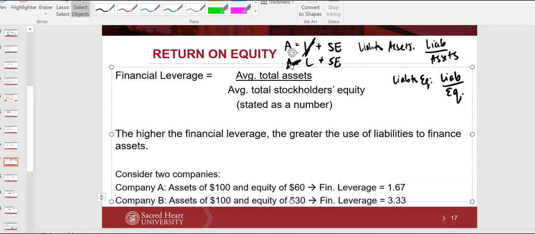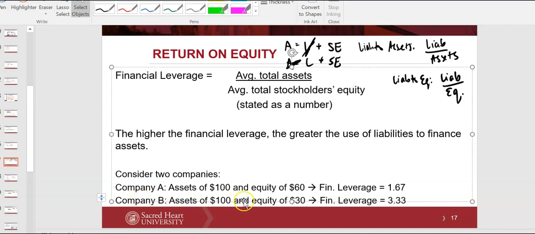Consider two companies. Company A has assets of 100 and equity of 60. That would give us 100 divided by 60, financial leverage of 1.67. So we can see here exactly how much debt the company uses if we know the assets and the equity: 40 in debt or 40 in liabilities.